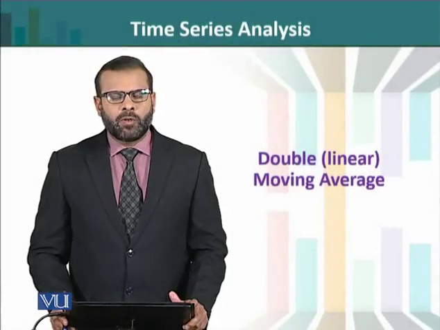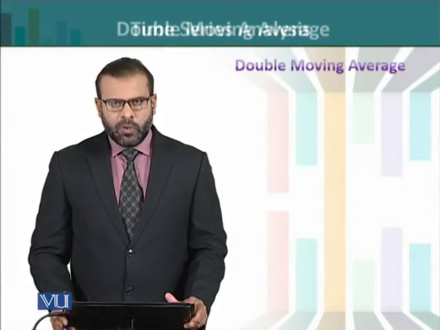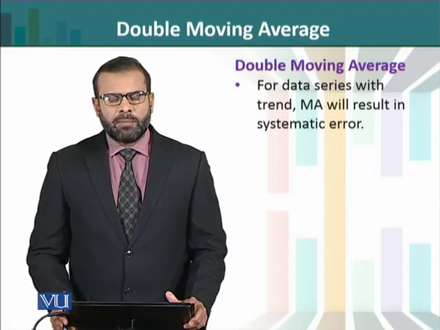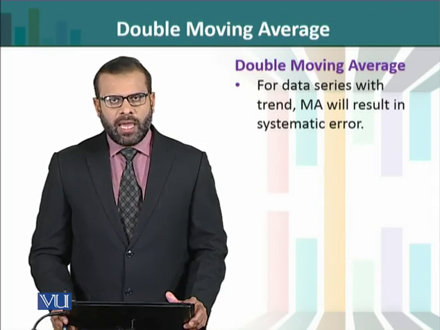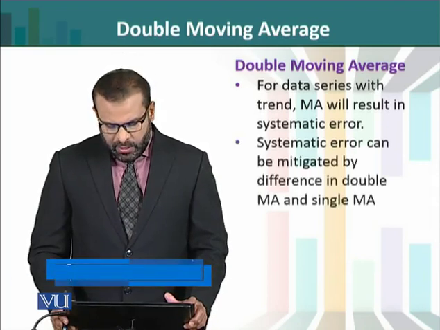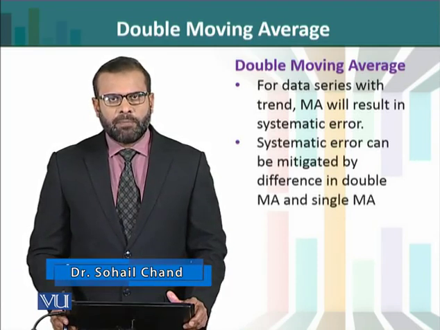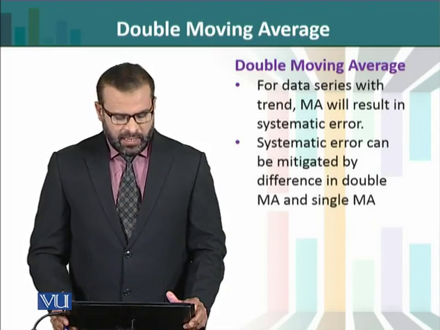In this session, we will talk about the methodology of the double or linear moving average method. We know that the single moving average method is unable to capture the systematic trend in the data. So when there is a systematic trend in the data, we can use the double moving average with some error correction. What we are actually doing is using the difference between the first stage moving average and the second stage moving average to make the correction for this systematic error.